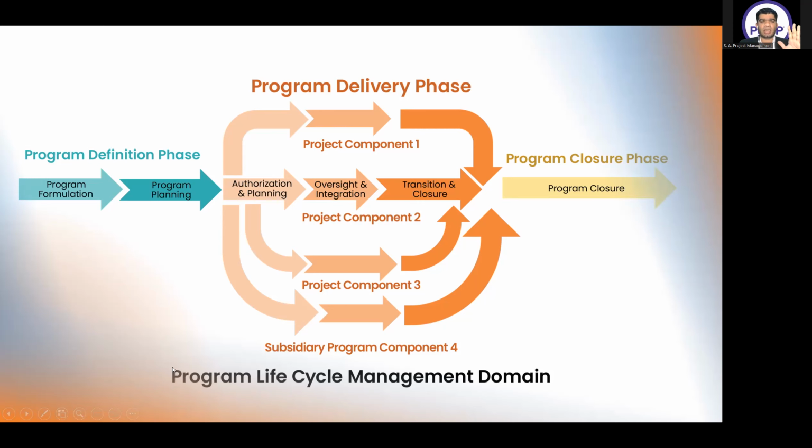The most important thing to understand here is that the component has its complete life cycle under my program delivery phase. What are the subphases? Authorization and planning, oversight and integration, transition and closure. Any component which is part of the program will be initiated, planned, executed, monitored and controlled, and closed in my program delivery phase. I cannot close my program delivery phase unless all the components have been closed. I cannot start or initiate any component unless my program delivery phase has started.